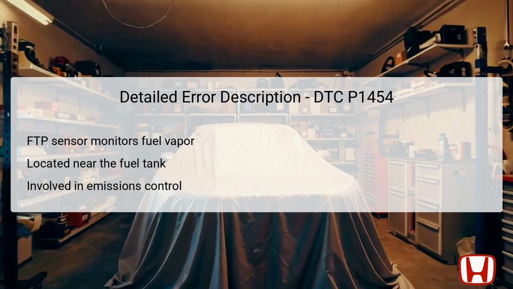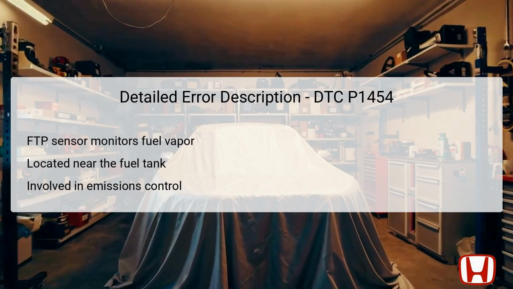DTC P1454 highlights an issue with the FTP sensor circuit in the EVAP system. The FTP sensor is crucial as it monitors the pressure and vacuum within the fuel tank, supplies data to the ECM, and helps prevent fuel vapor emissions. Typically, this sensor is situated near the fuel tank, allowing it to effectively gauge the conditions within the tank. If the FTP sensor malfunctions, it can lead to inefficiencies, including incorrect pressure readings, which can trigger the DTC.